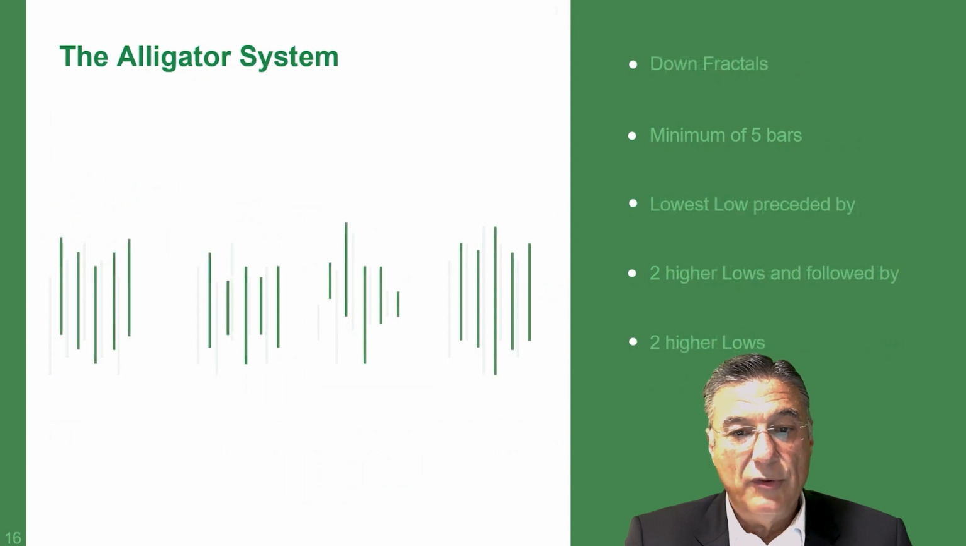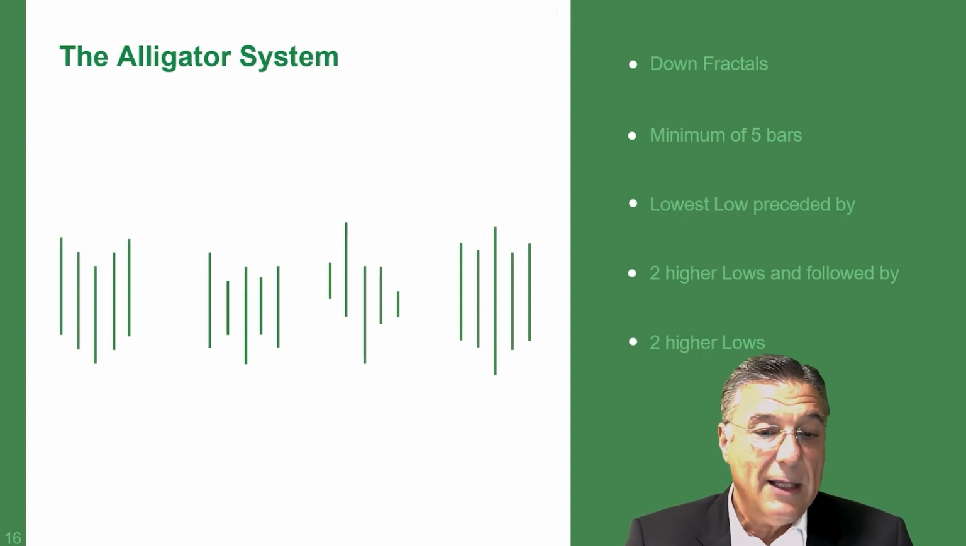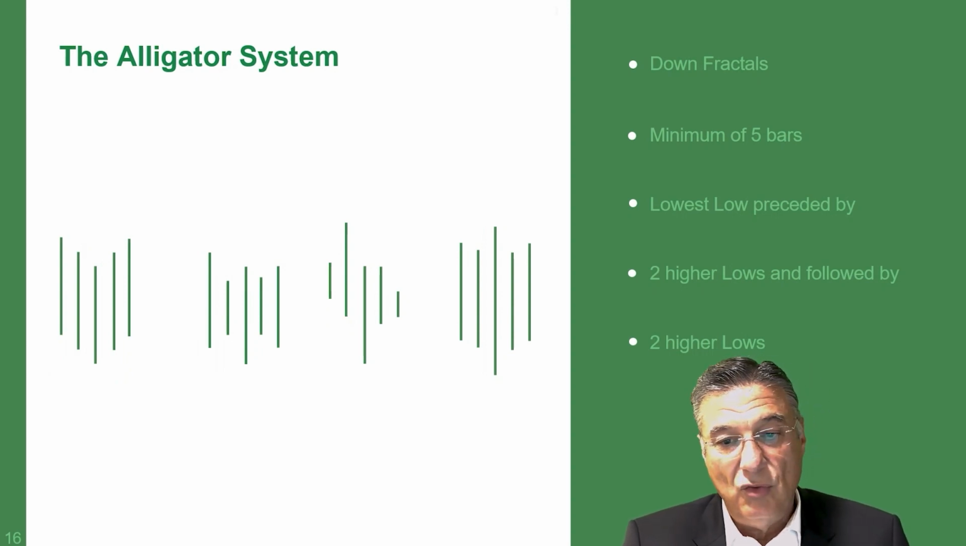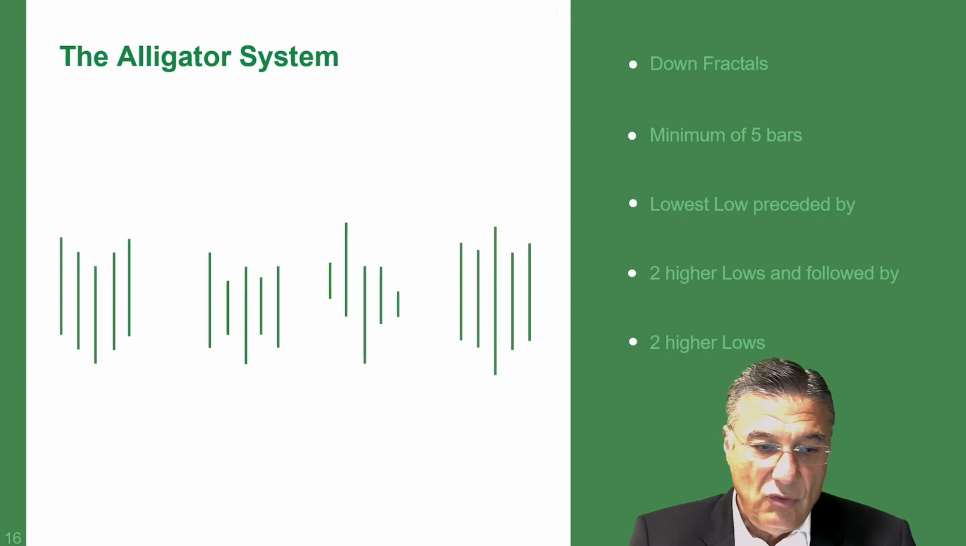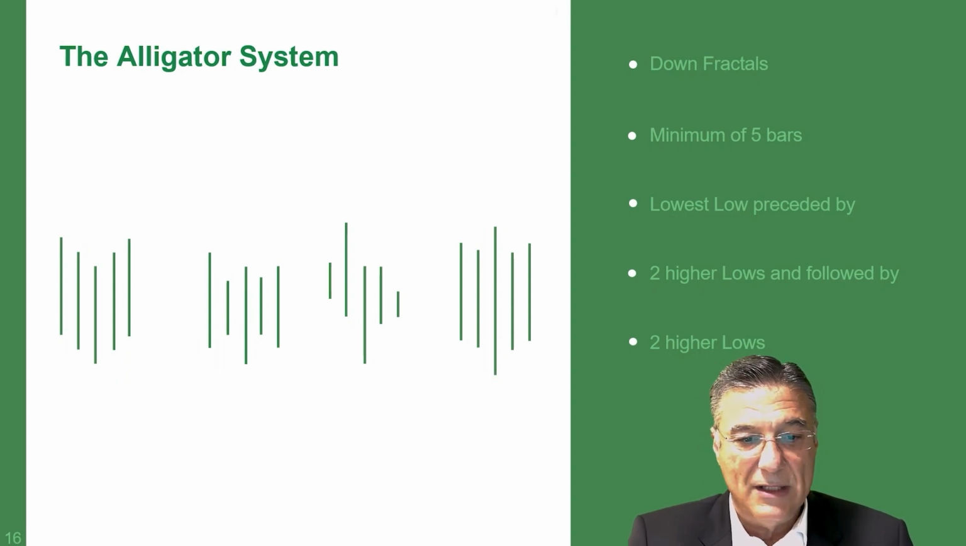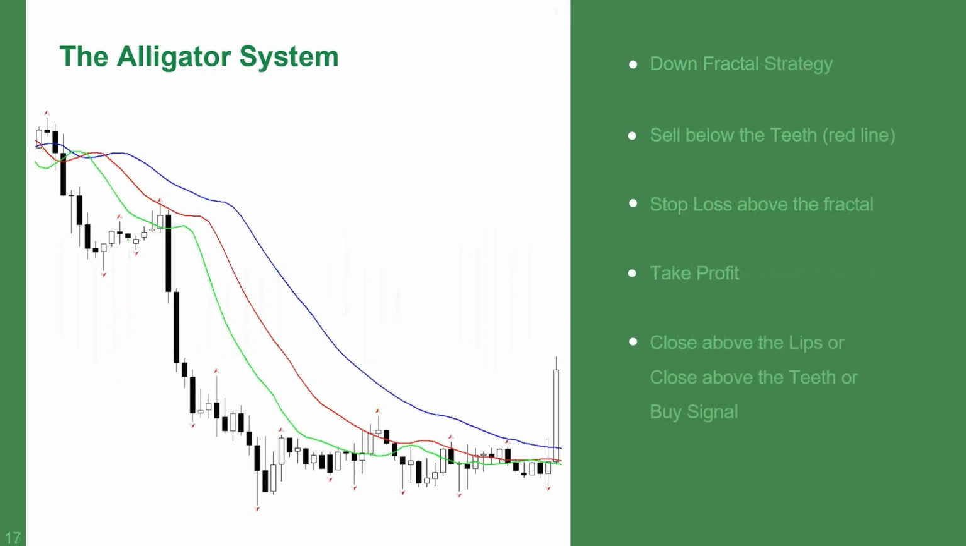And let's talk about the down fractals as well, where the middle bar of the 5 records a lower low and is preceded by 2 higher lows to the left and followed by 2 higher lows to the right. 4 variations once again. And let's move on and see the system in action.